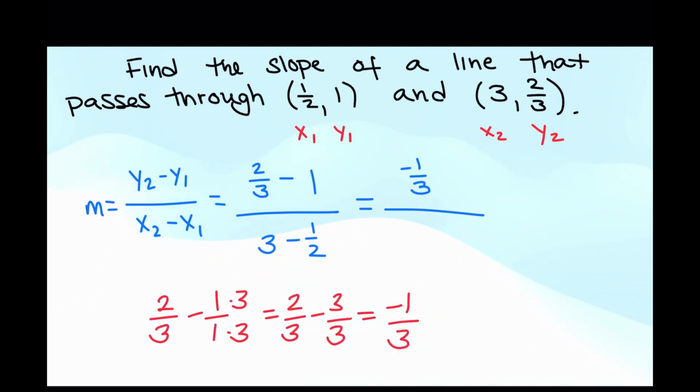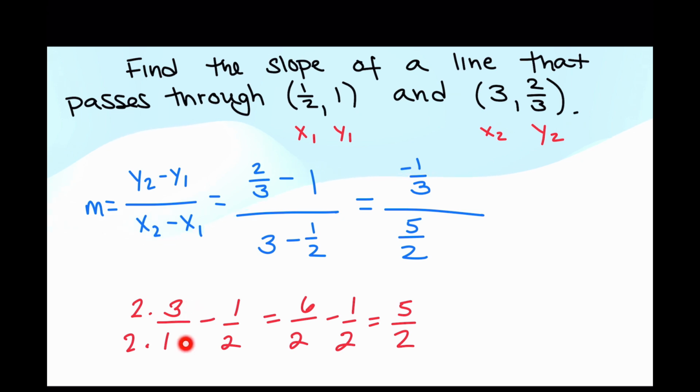2/3 minus 1 is negative 1/3. And let's see, how did I get that? 2/3 minus 1 over 1. You need a common denominator. So the 1 over 1 turned into 3 over 3. 2 over 3 minus 3 over 3. 2 minus 3 is negative 1. Denominator stays the same. So I got negative 1/3 for my rise. 3 minus 1/2. That's 3 over 1 minus 1 over 2. We need a common denominator, so I'm going to take the 3 over 1 times it by 2.